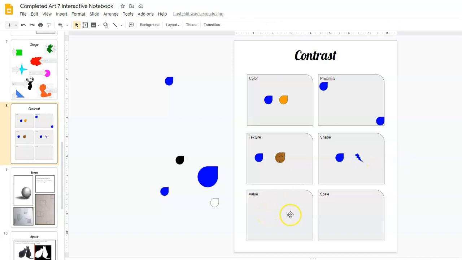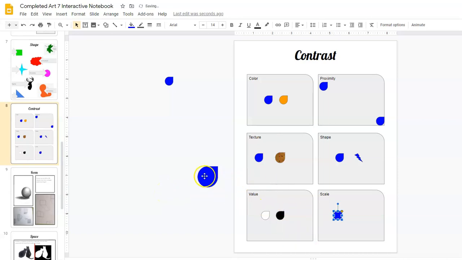Value is going to be how light or dark a color is. The very lightest value is white, and the very darkest value is black. So those 2 are contrasting. And that leaves scale, which is just a fancy word for size. So I have one little, and I have one big, and one little extra over here just in case. And those are our notes on contrast.